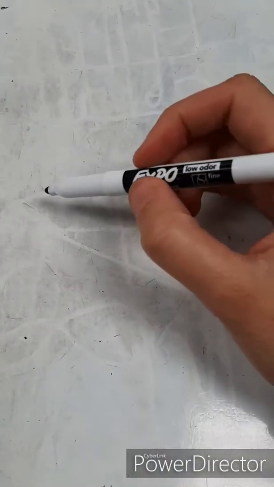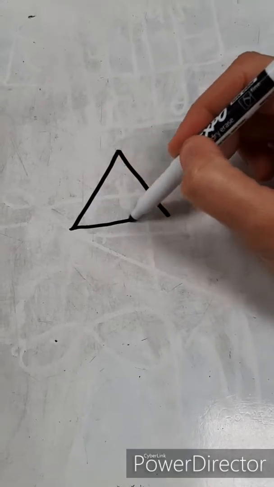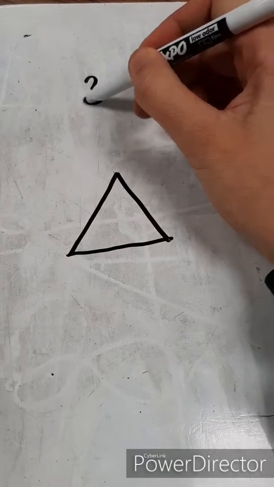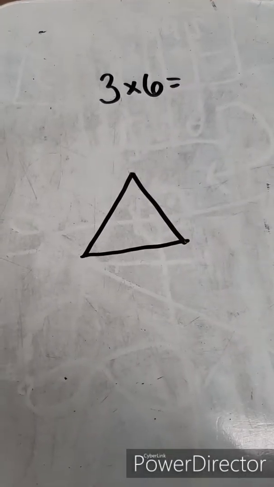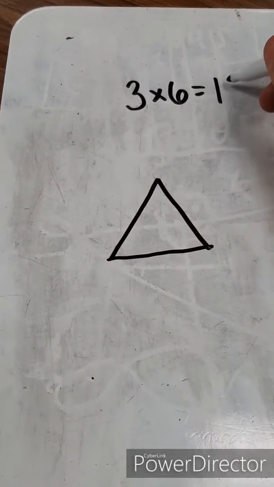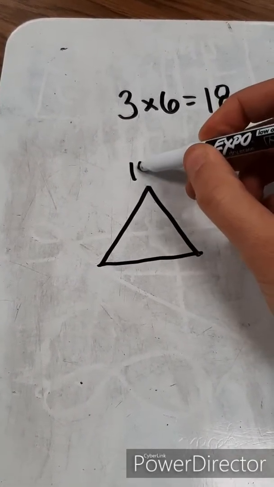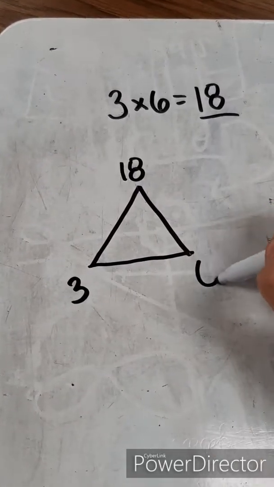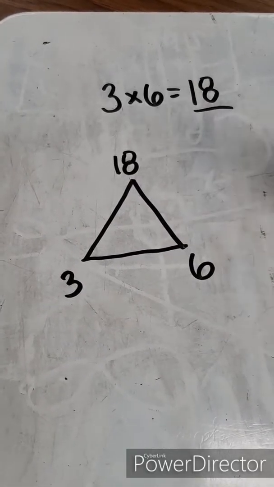So first I'm going to show fact families. I like to demonstrate my fact families with a triangle. So if I were to have the multiplication equation 3 times 6 equals 18, the biggest number is going to go on the top of our fact family triangle, and then 3 and 6 are going to go here. So these are the three numbers that make up this equation.